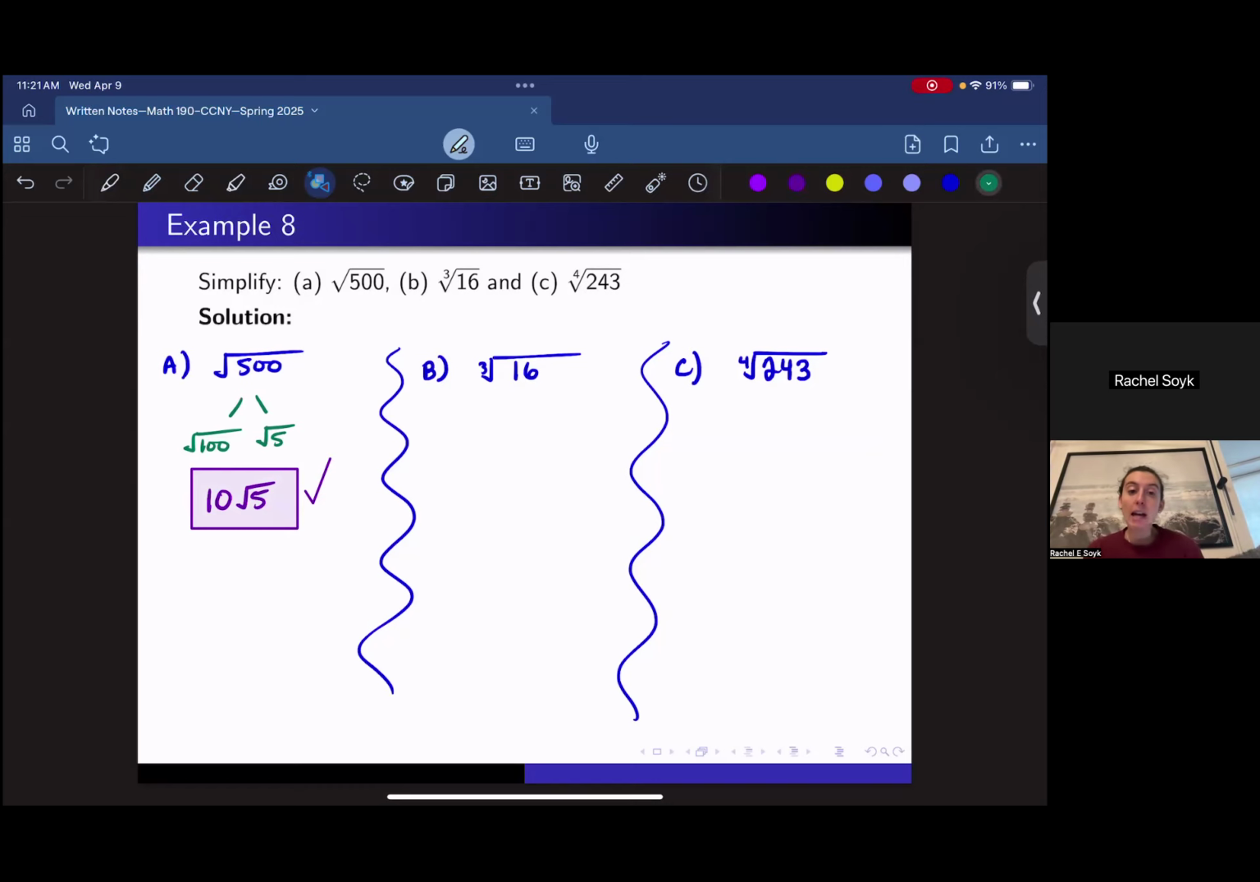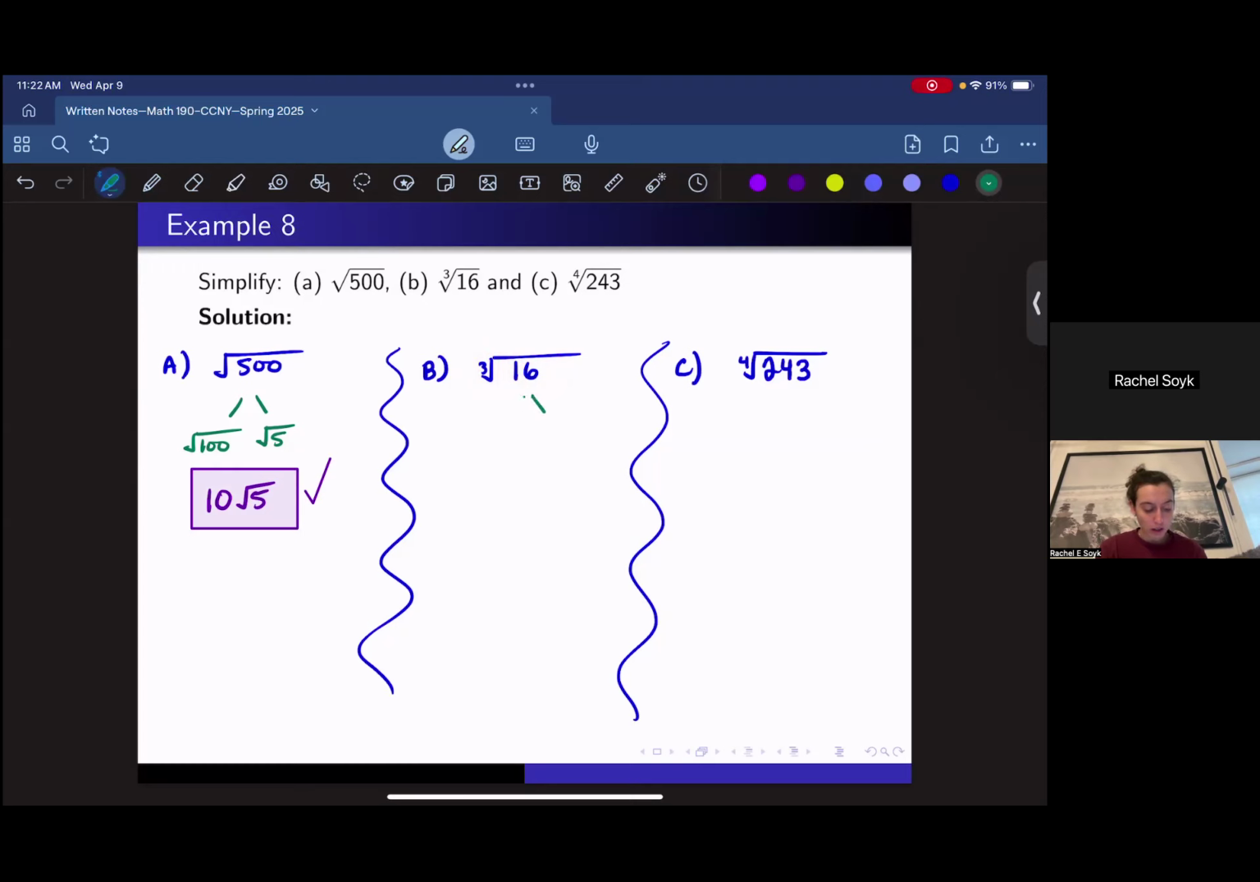Now we're looking at the cube root of 16. So we want to ask ourselves, always start with the lowest one, not 1, because 1 doesn't really do anything for us, but let's jump to 2. Our index is 3. So 2 to the 3rd power, 2 times 2 times 2, that's 8. Is 8 a factor of 16? It is.